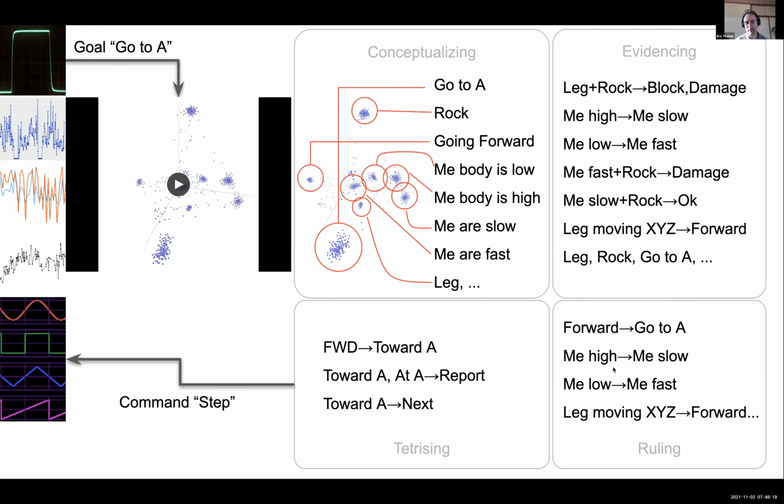And using these rules, the last step is the Tetrising, where we have a goal, an end goal, that we'd like to achieve. And so how can we use the rules and put them together to make a chain of actions toward the goal? Once we have that, the last point at the bottom left of the image is the command step, where we take an action in the environment. This is another signal that we apply to the environment. Here, it means applying a signal to the servos for the legs.